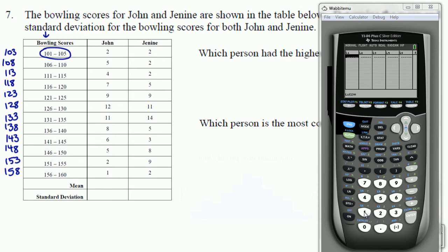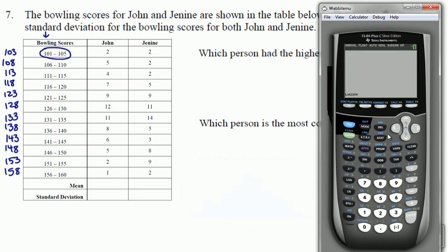So starting with the categories, we're going to go 103, 108, and so on. Now for the frequencies of John, 2, 5, 4, and so on. And the rows match up, which is great. And now for the frequency for Janine, 2, 2, 2, and so on. And the rows match up there as well, so that's great.